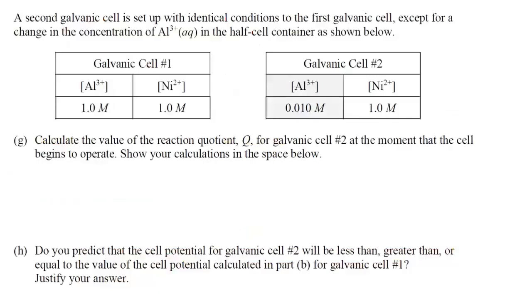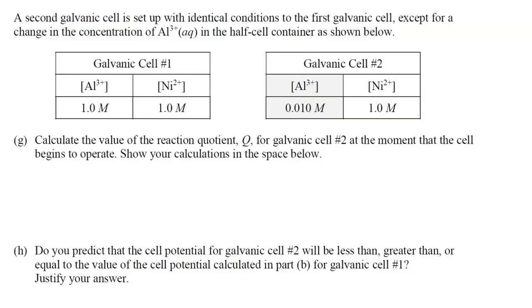Now, in the next part of this question, it says, a second galvanic cell is set up with identical conditions to the first galvanic cell except for a change in the concentration of the aqueous aluminum ions in the half-cell container as shown below. So for galvanic cell number 1, the concentration of the aqueous aluminum ions and the concentration of the aqueous nickel ions are both 1 molar. But in galvanic cell number 2, while the concentration of the aqueous nickel ions remains at 1 molar, they have decreased the concentration of the aqueous aluminum ions to a value of 0.010 moles per liter. So in part G of this question, it says, calculate the value of the reaction quotient Q for galvanic cell number 2 at the moment that the cell begins to operate.